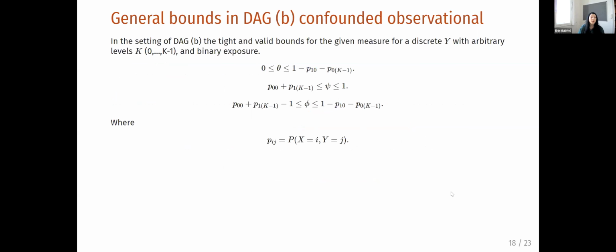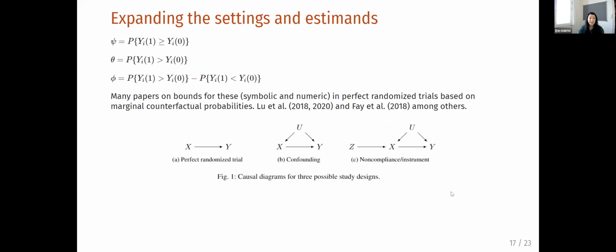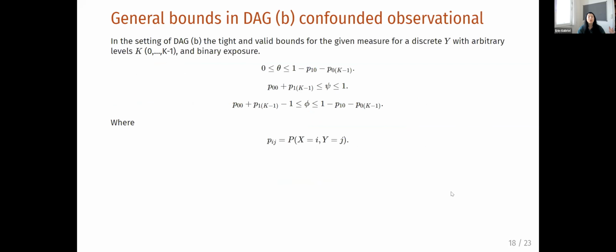Okay, so because we were able to use our bounding program very quickly, we were able to do these bounds under DAG B in the confounded setting for a large number of levels of Y, so discrete ordinal Y up to 9 levels. Because of that, it was very easy to see the pattern of the bounds over those numbers of settings, and this led us to determine this pattern and then prove that in general, for an arbitrary number of levels K for the ordinal outcome Y and a binary exposure, these bounds are both tight and valid.